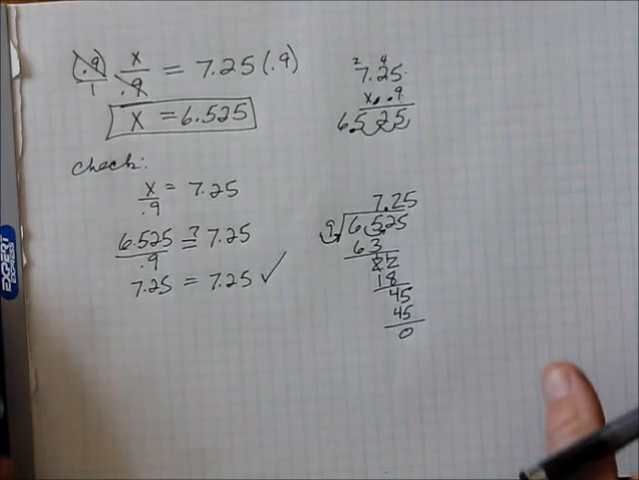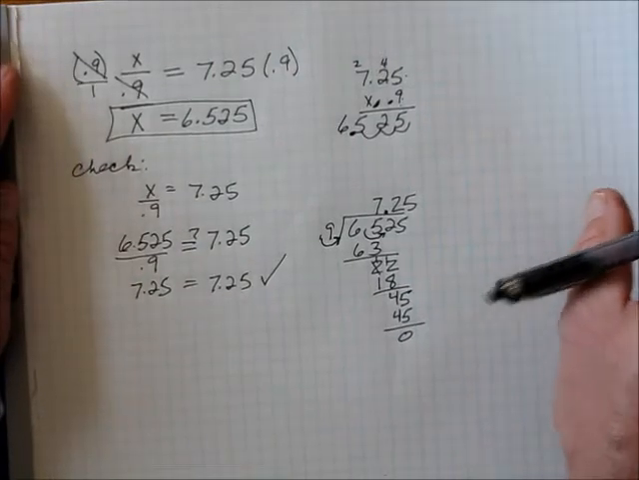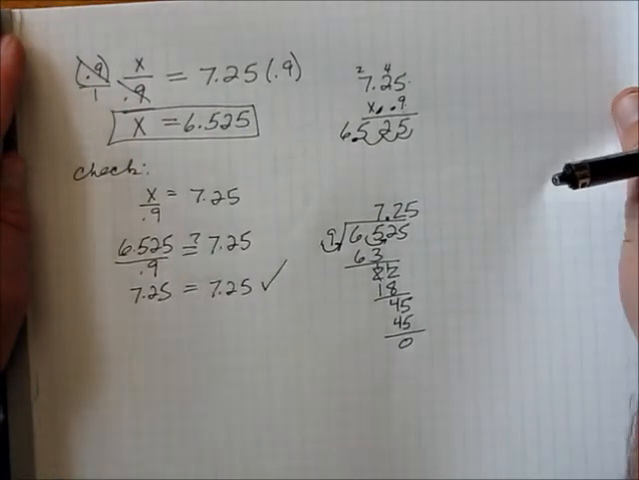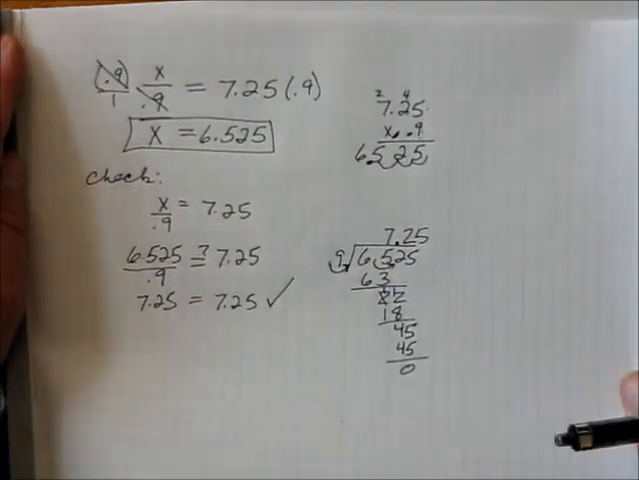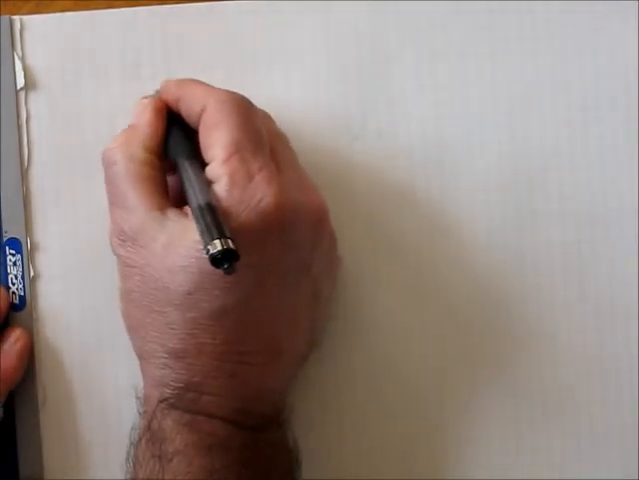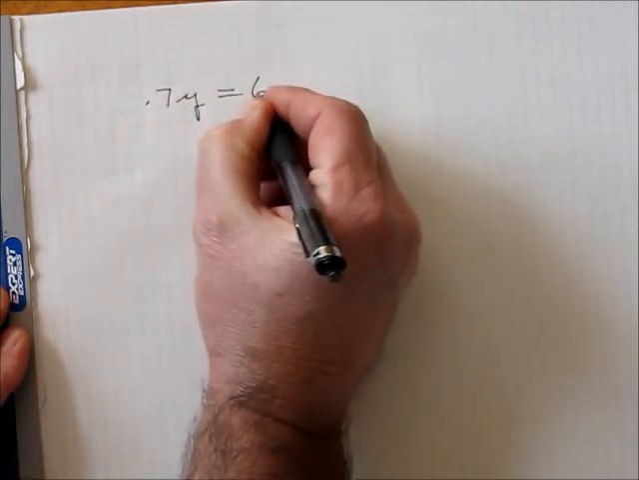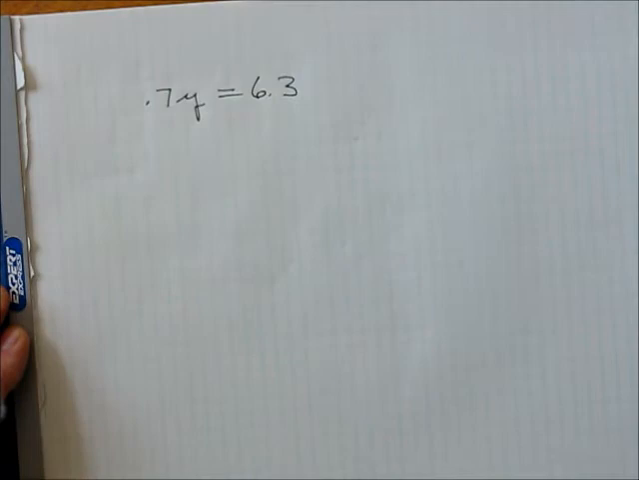Now I'm going to do another one. And on this other one, instead of multiplication to solve it, I'm going to use division. So I'm going to get a clean sheet here. On my next problem, I have 0.7y is equal to 6.3. Now here, I want to get y by itself.